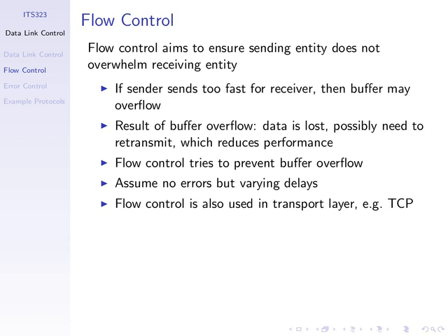The result or the problem of such an overflow is that data is lost. If we have 3 frames in memory, we receive a 4th, we're going to lose 100 bits. We cannot do anything with it. Losing data is not good. We'll have to do something like retransmit, which will reduce our performance. So flow control tries to prevent the buffer overflow.